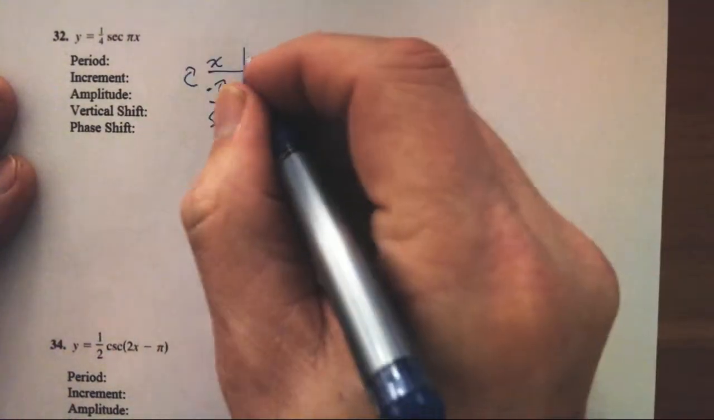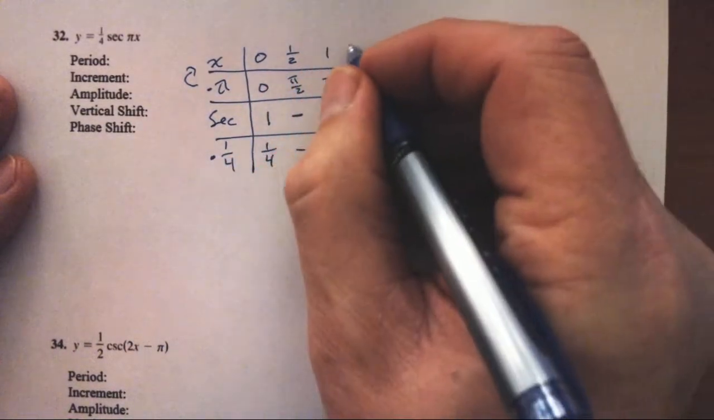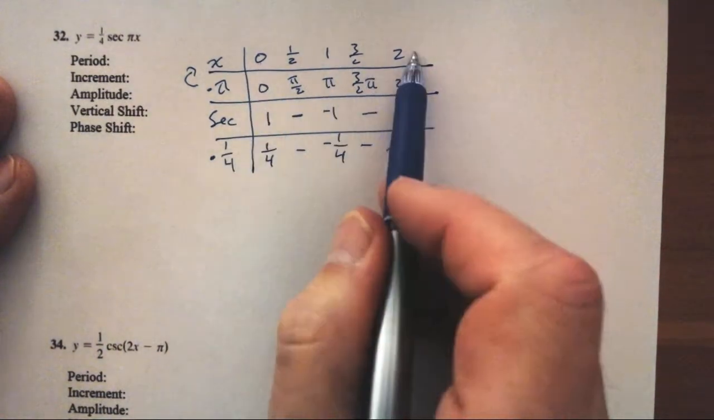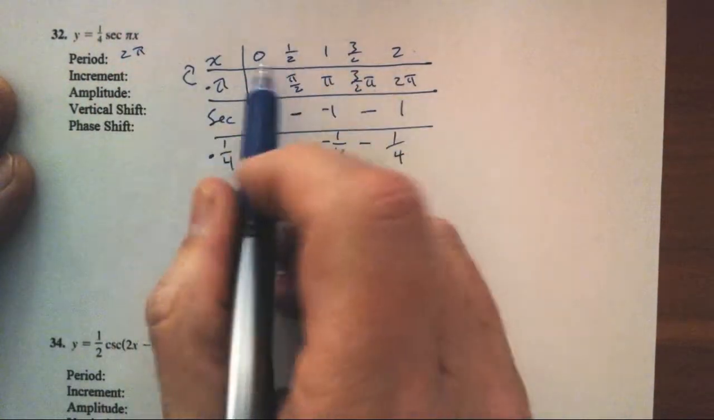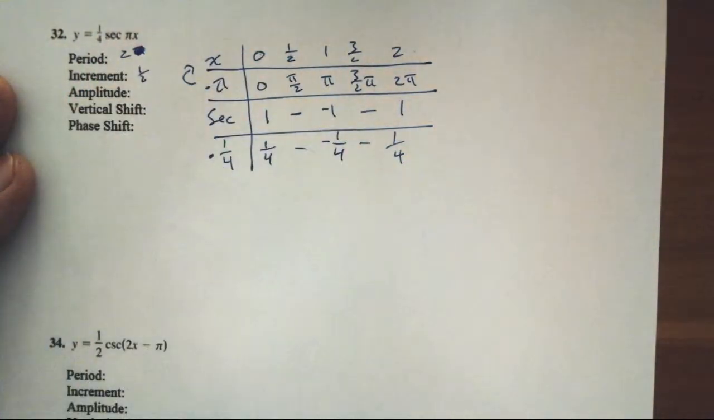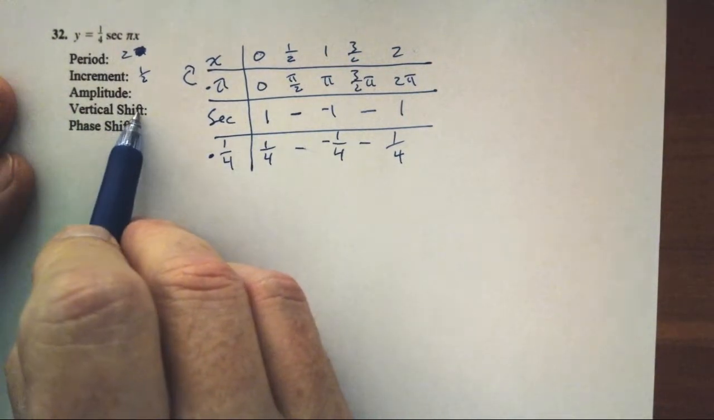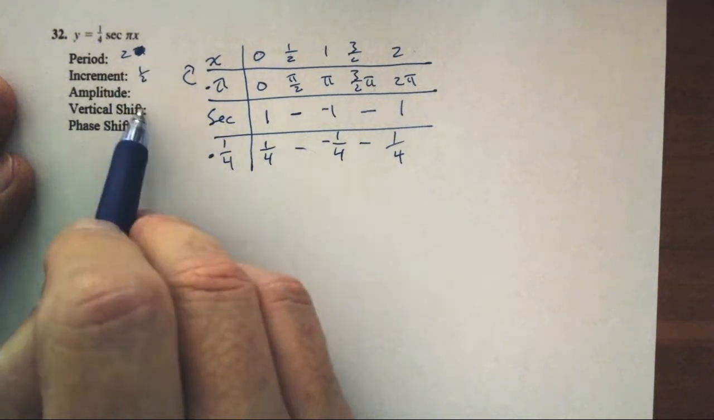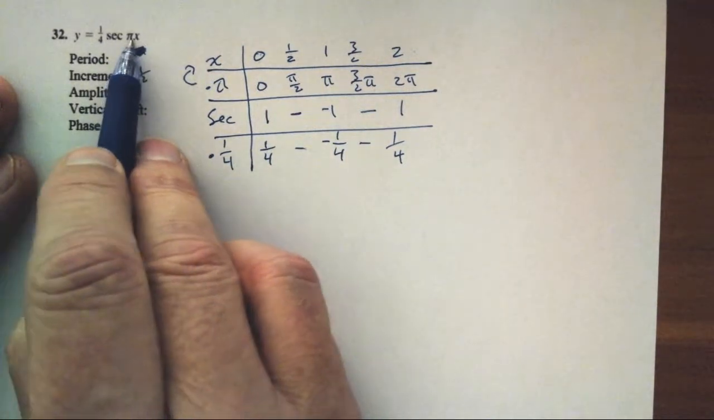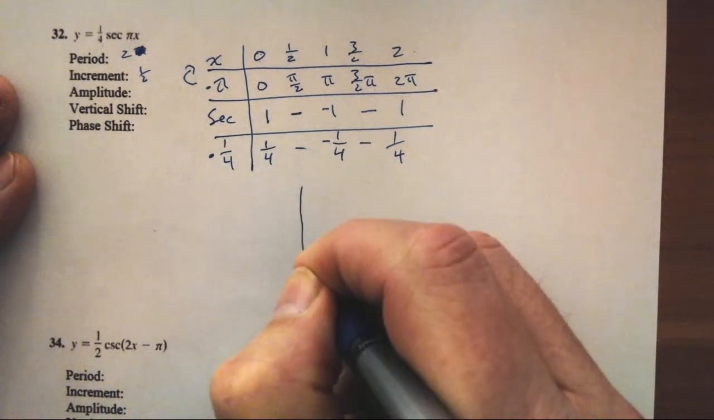And now divide away pi. 0, 1/2, 1, 3/2, 2. And we can see here our period is 2, sorry. Our increment is 1/2. Our amplitude, if we were going to talk about amplitude, we'd be mentioning something to do with the 1/4. Vertical shift, no vertical shift at all. Phase shift, no phase shift. I don't move right or left. Things happen faster and things are a little bit shorter. So let's go ahead and graph this.